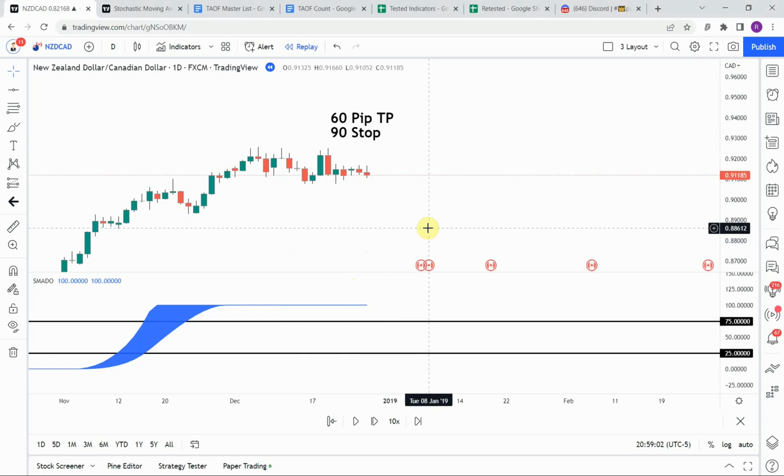Today we will be testing the Stochastic Moving Average Delta Oscillator.